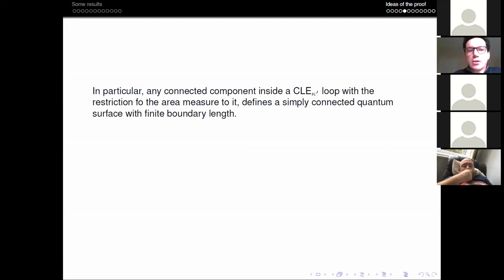Right. So now, if you look at the interior of the CLE kappa prime loop that you have drawn on top of this quantum surface, its interior is going to be made of connected components, and each of these connected components will correspond to one of these quantum surfaces, which has a finite boundary.